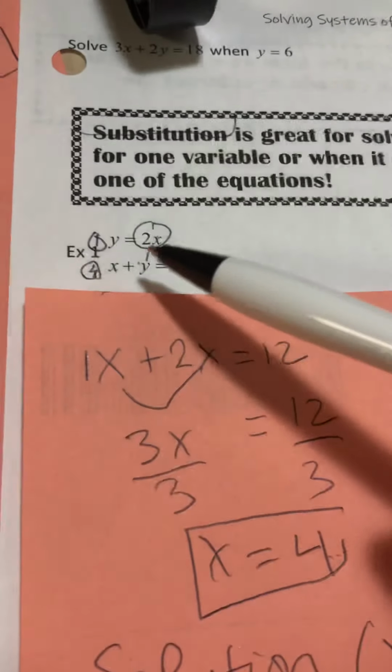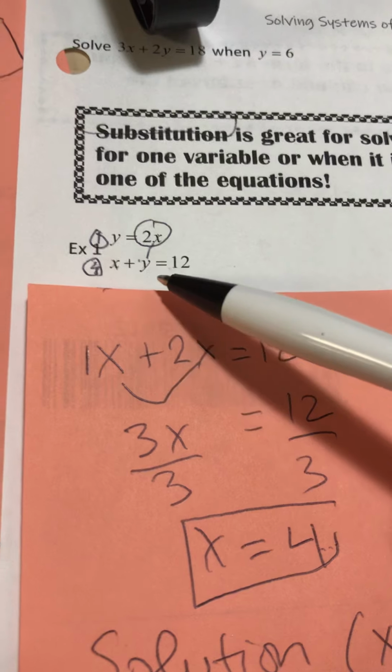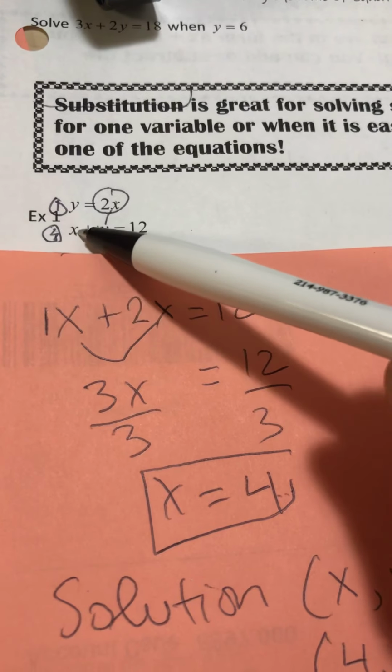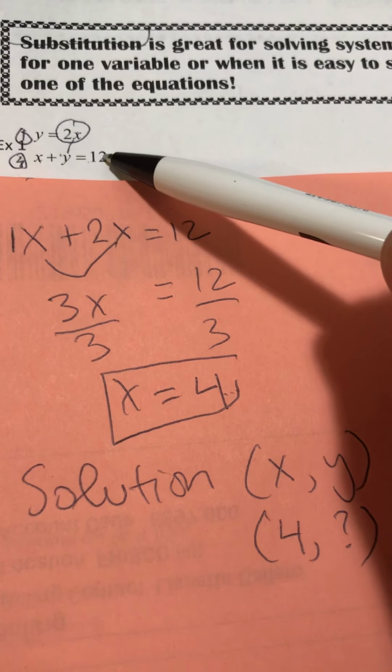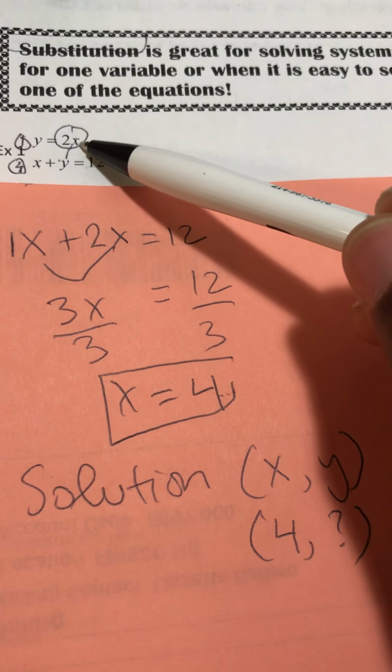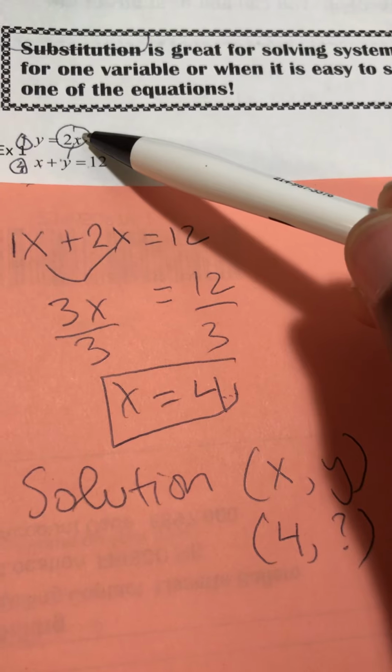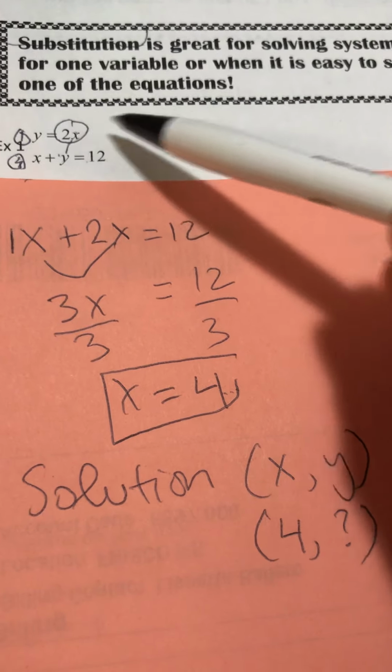But you've got to figure out which one is the easiest one to plug it in. Should I plug in the x right here, the 4 that I have? So that would have been 4 plus y equals 12, solve for y. Or should I plug it in right here? It would just be 2 times 4. Then I get the answer. My best bet is to plug it in right here.